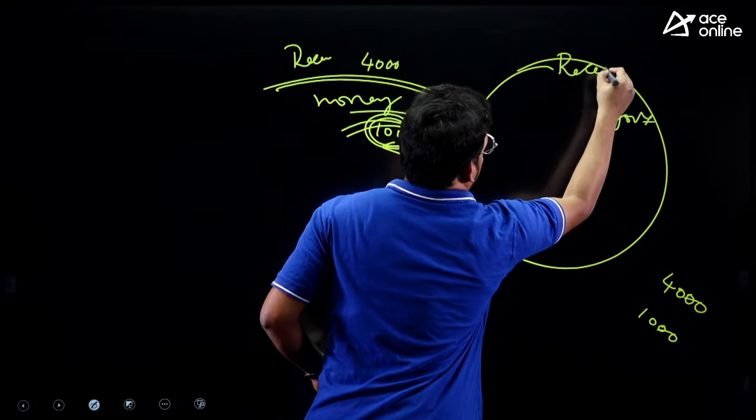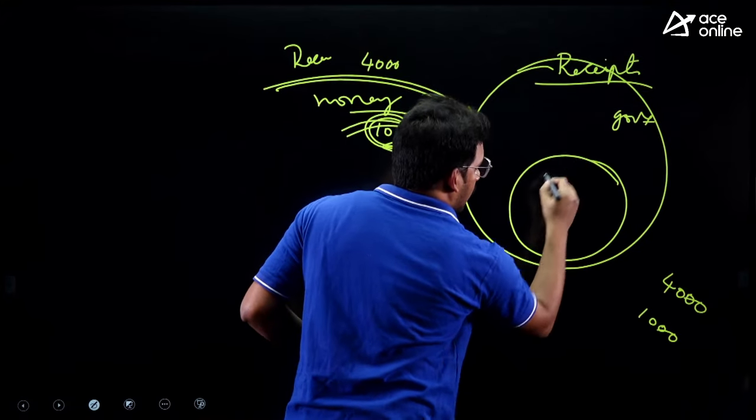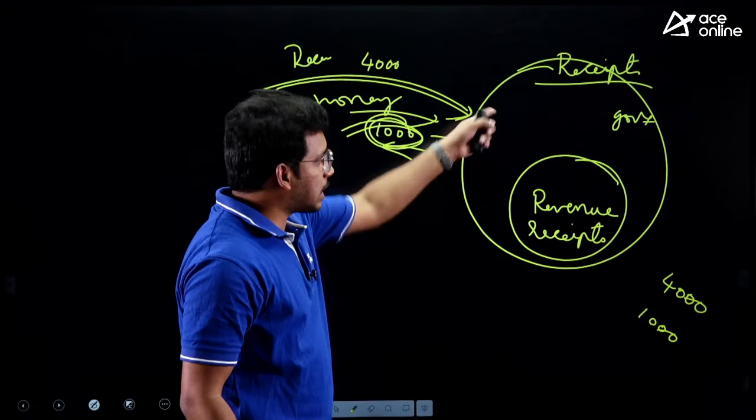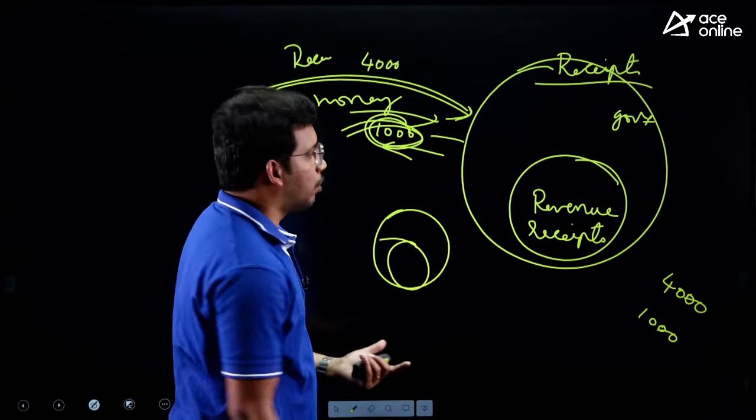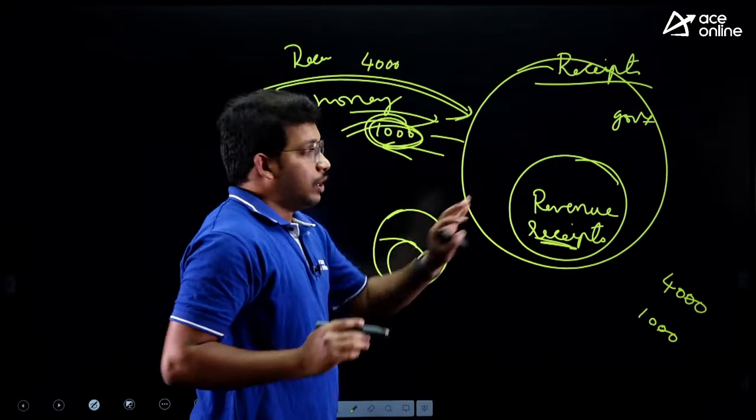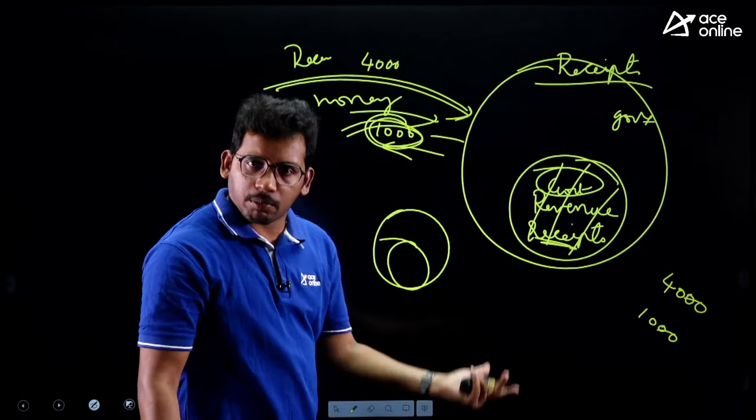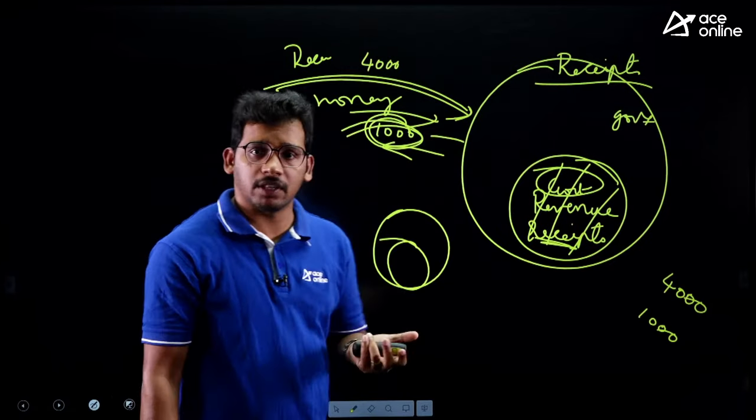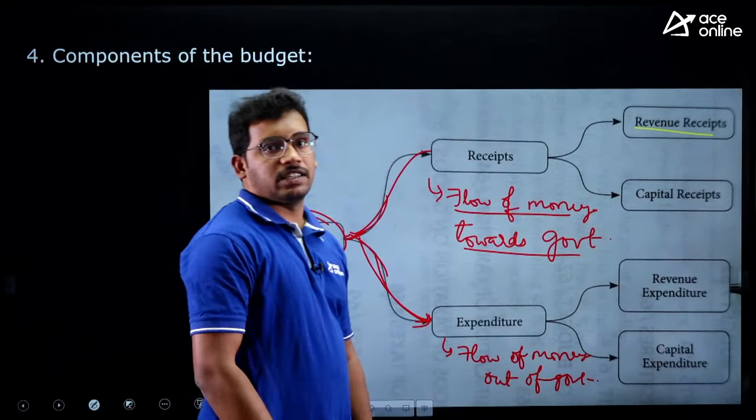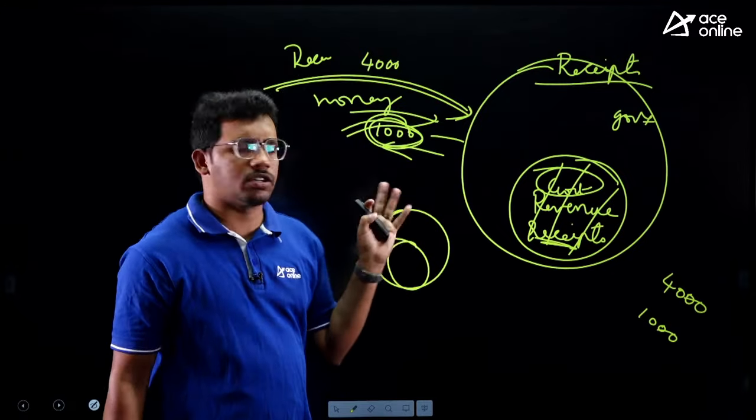These are all receipts. The government is receiving money, so that is called receipts. But within these receipts, there are revenue receipts, a subset, as in Venn diagrams you might be aware of. This is a bigger circle of receipts, the amount that the government is receiving, and this is the revenue receipts. This money the government need not pay back. Revenue receipts can be from tax, income tax that you are paying, corporate tax that private companies are paying. This is the amount the government need not pay back to anyone. That is called revenue receipts. They can spend it in whatever way they want.